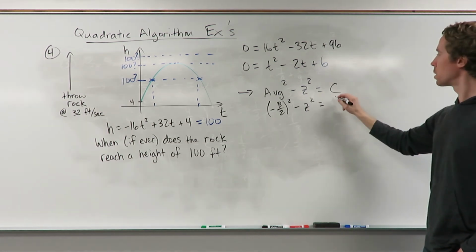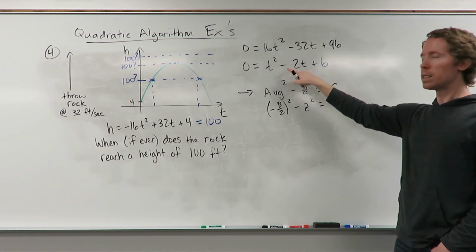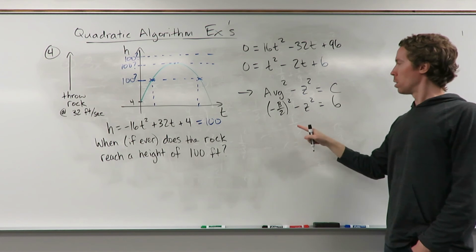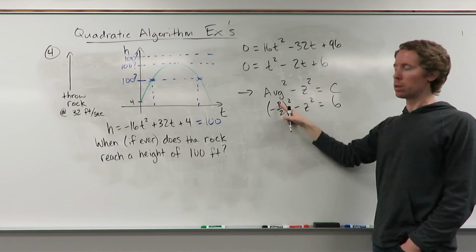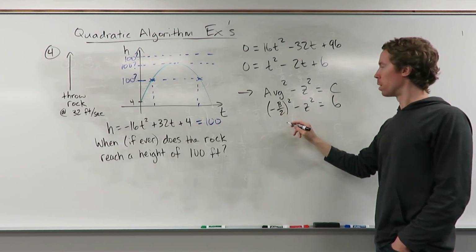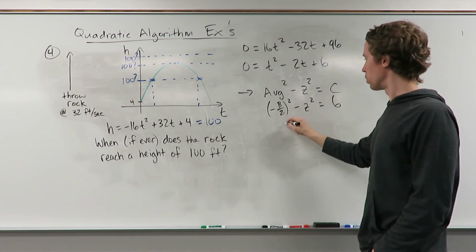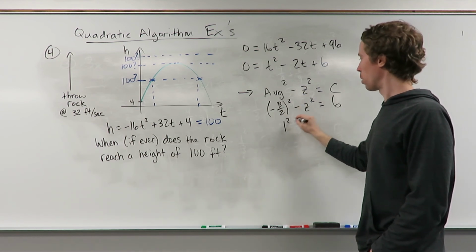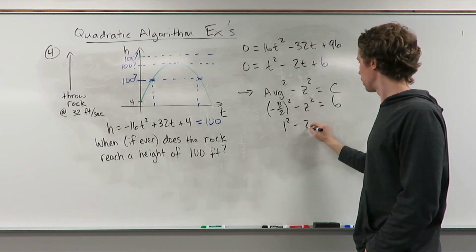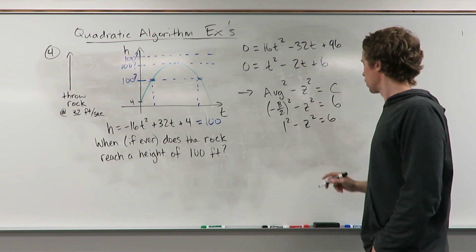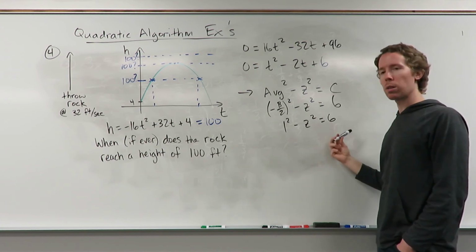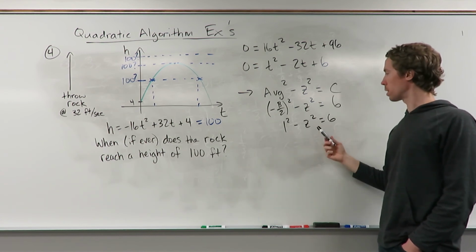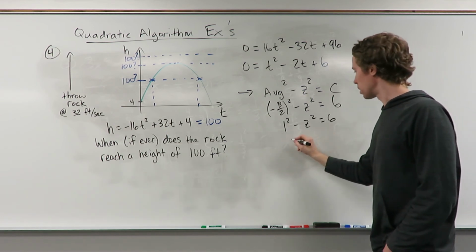C in this case is 6. B is itself negative 2. So when I do minus negative 2, that gives me a positive 2. 2 divided by 2 is 1. 1 squared is 1. I'll go ahead and write it as 1 squared. So now I need to solve for z. I'll add z squared to both sides and subtract 6. 1 minus 6 is negative 5.